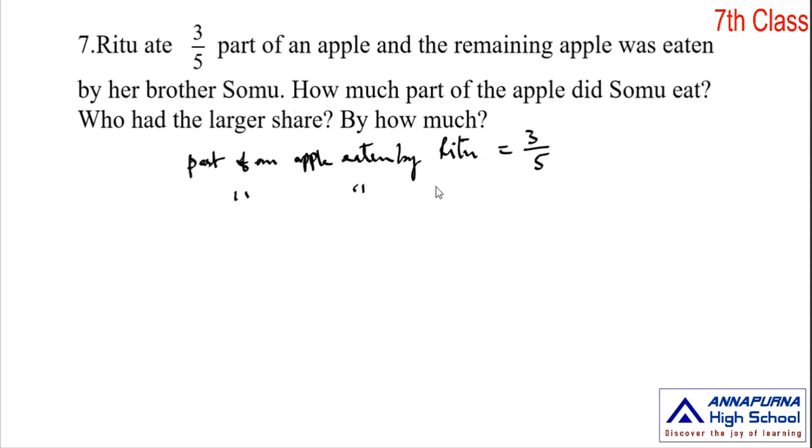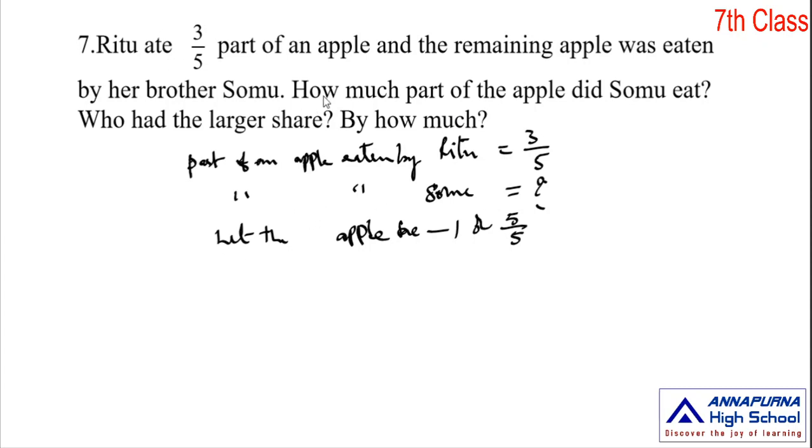And the remaining, so balance. What is that? Somu is equal to how much? Let the total apple be, say, 1. You can write this 1 as, here what is the fraction? 3 by 5. So in the denominator 5 is there. So you can write this 1 as, let the total apple be 5 by 5. Why? Because if you write the denominators equal, it is very easy to simplify the fractions.